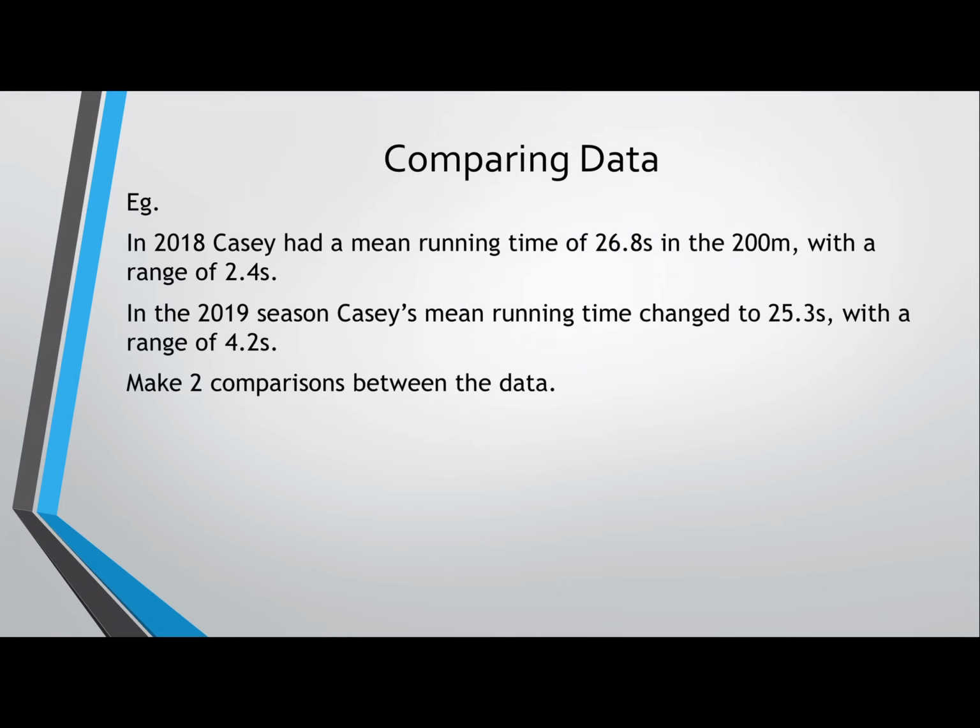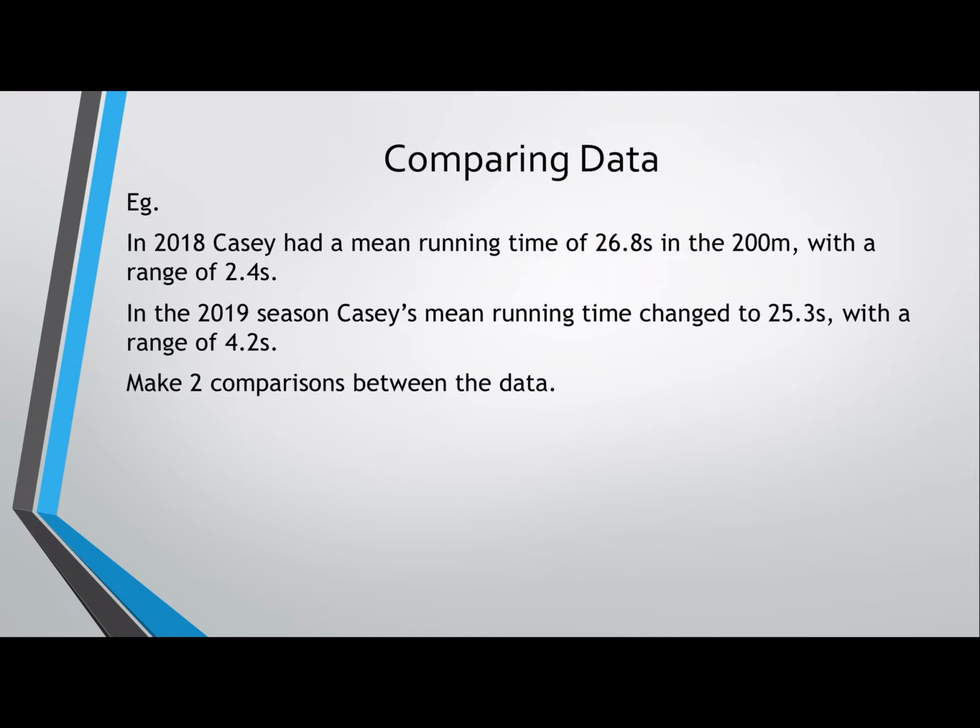So example here. In 2018, Casey had a mean running time of 26.8 seconds in the 200 meters with a range of 2.4 seconds. In the 2019 season, Casey's mean running time changed to 25.3 seconds with a range of 4.2 seconds. So we need to make two comparisons between the data. In this case, I'll say compare them. It might not expressly tell you how many comparisons to make, but we have means and we have ranges. So we've got a mean and we've got a measure of spread. So we can make two different sentences.